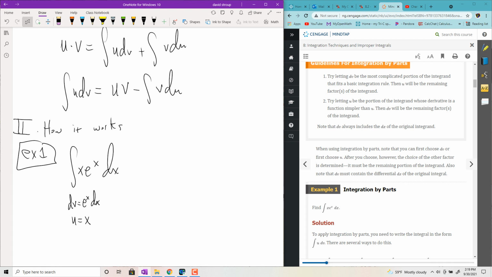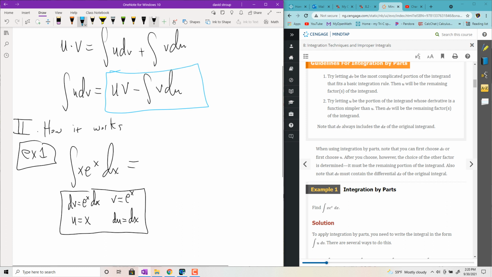With the u part, I'm going to take the derivative of it. So the derivative of u, du, is just dx, the differential form of the derivative. The derivative of x is just 1, and then tack on the dx. For dv, to get the v, I'm going to have to integrate. So the integral of e to the x dx is just e to the x. Then on the other side, I can use that information to fill in the blanks in that blue box.